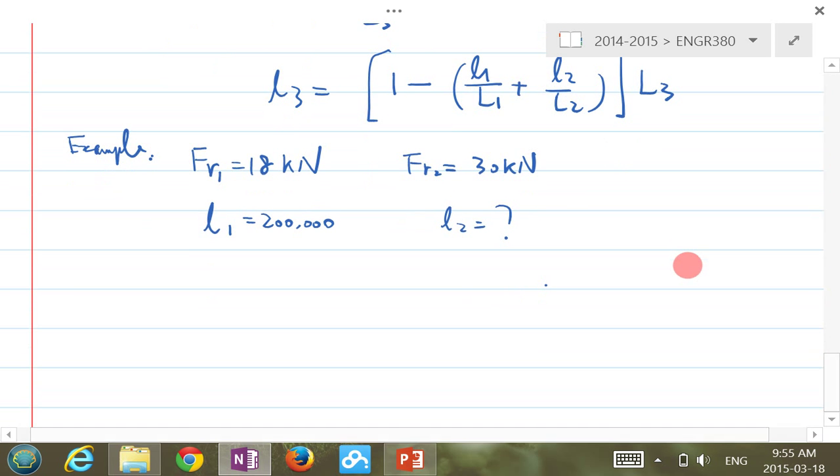This is actually simple because L1 plus L2. That doesn't make much sense.